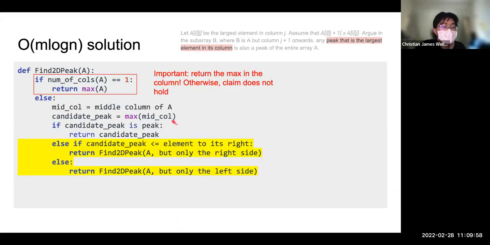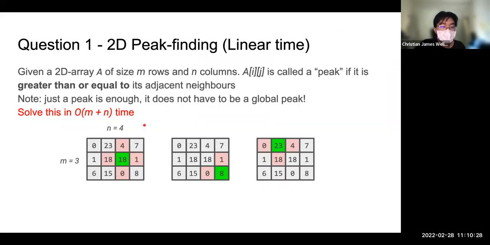This was the algorithm we had. For the base case, we just return the maximum in the column. Otherwise, we find the maximum of the middle column, and if that guy is a peak, then it's fine, just return. Otherwise, we recurse only to the side that we need to recurse on, the reason why we weren't a peak. All right, so that is the question setup. If anyone needs me to refresh a bit more, please do let me know, maybe private PM me or something.